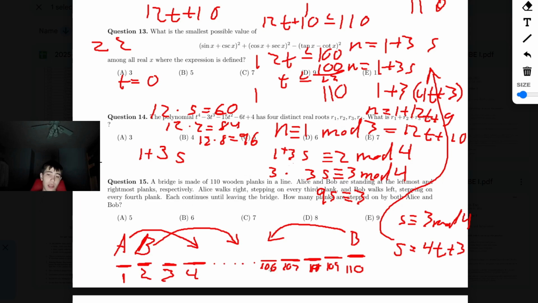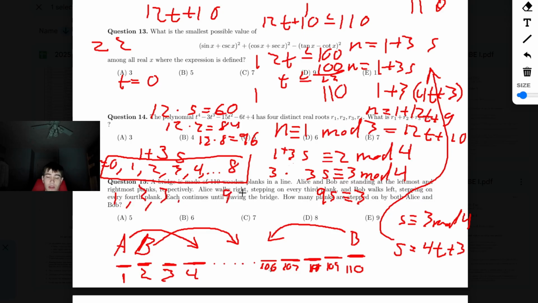So when t equals 0, 1, 2, 3, 4, all the way up to 8, then this works, right? So that means that they'll meet for every t from 0 to 8, okay? How many t's are there from 0 to 8? Well, it's the same as however many numbers there are from 1 to 9. 1, 2, 3, you're just counting, so it's 9. So the answer is E.